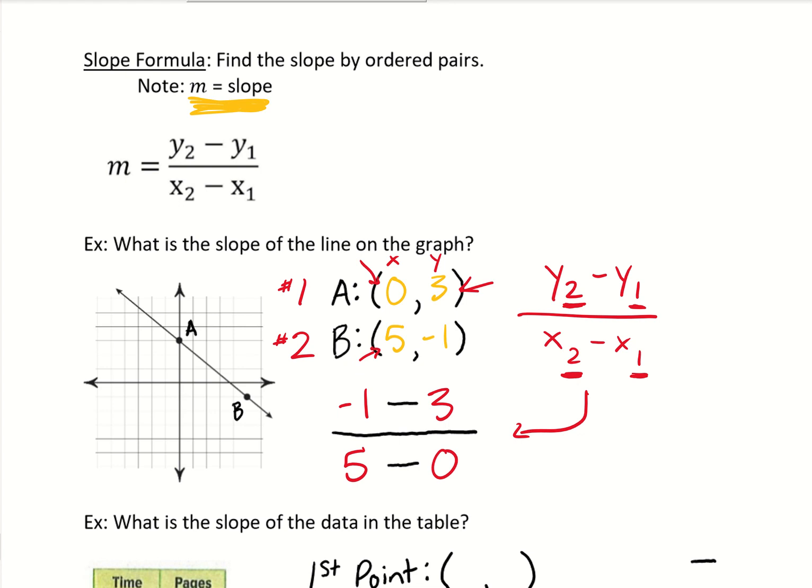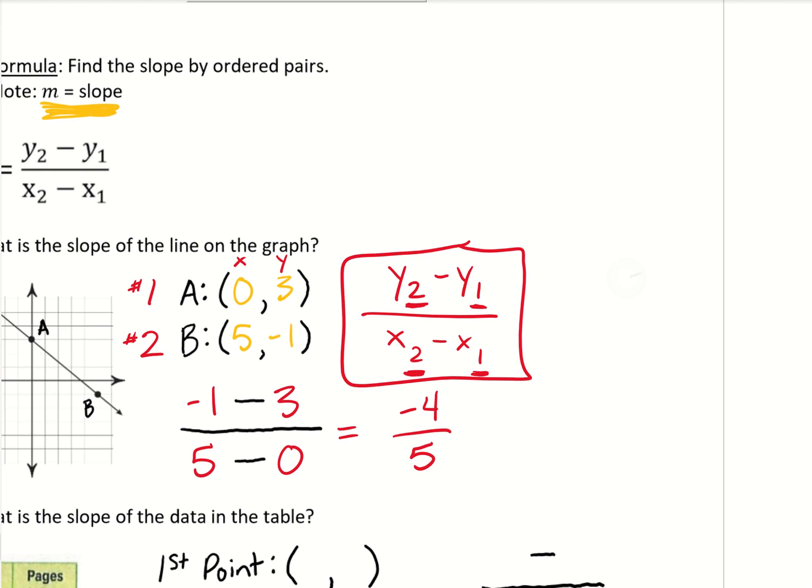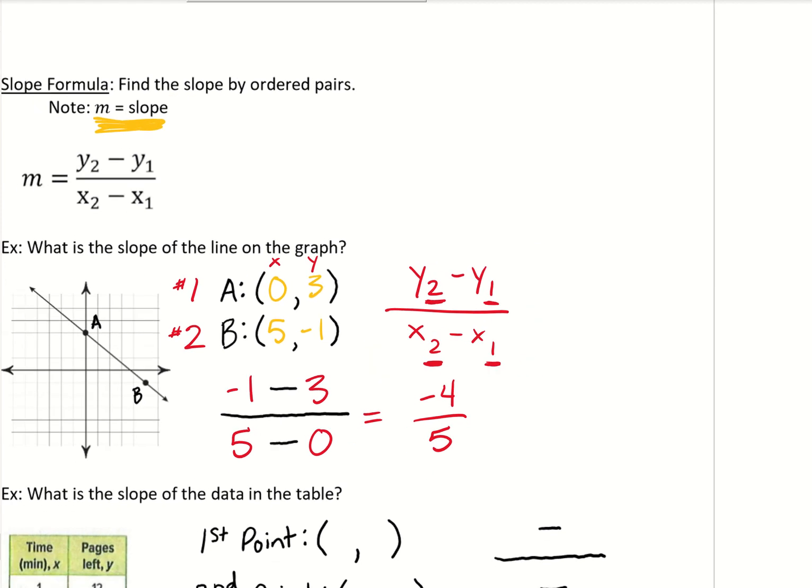Okay. So this part shouldn't be too difficult. All you're doing is plugging in the numbers where they go. Okay, so then I'm going to go ahead and simplify. I have -1 minus 3, which is -4. I have 5 minus 0, which is +5. So my slope for this problem is going to be -4/5 because I cannot simplify any further.